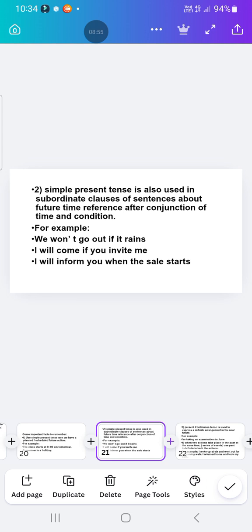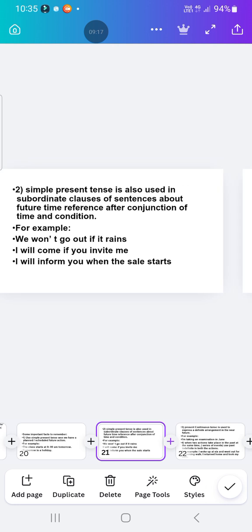Second, simple present tense is also used in subordinate clauses of sentences about future time reference after conjunctions of time and condition. For example, we won't go out if it rains. I will come if you invite me. I will inform you when the sale starts.